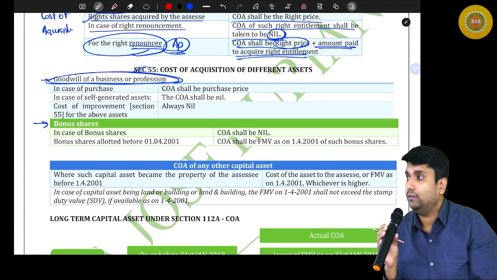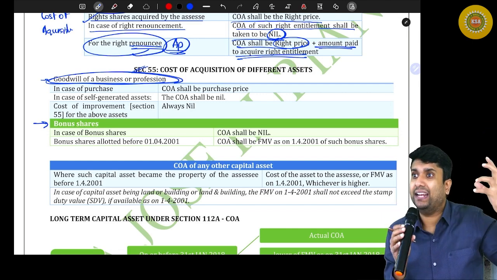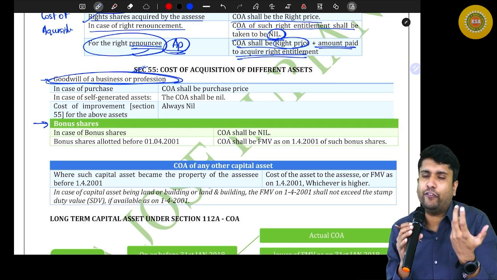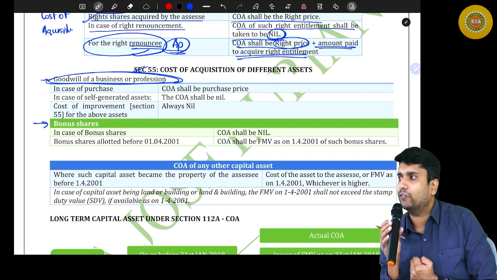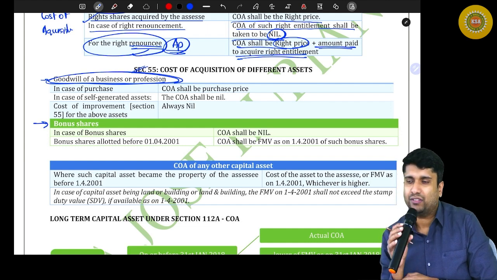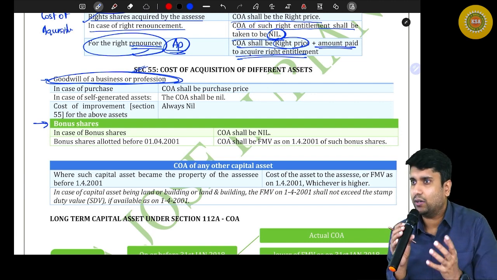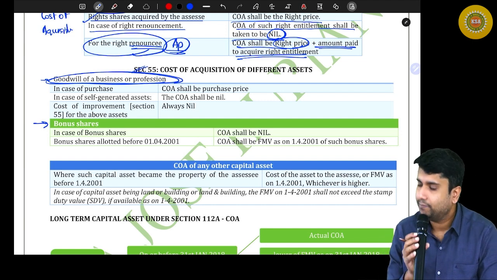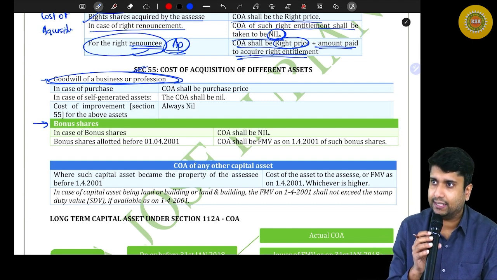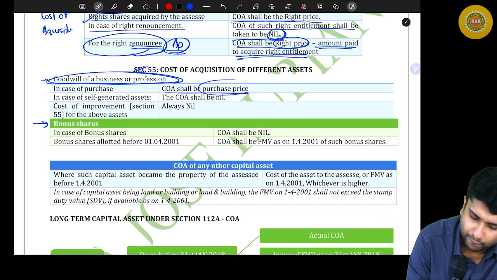How about purchased goodwill? Say I purchased this KS Academy brand name by paying 10 crore rupees. After 4-5 years, I'm selling this for 15 crore rupees. If I'm purchasing the goodwill, then the cost of acquisition will be the original purchase price. That's it. So in the case of purchase, cost of acquisition is the purchase price. In case of self-generated assets, cost of acquisition shall be nil.